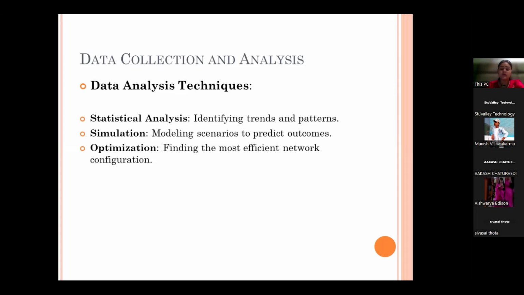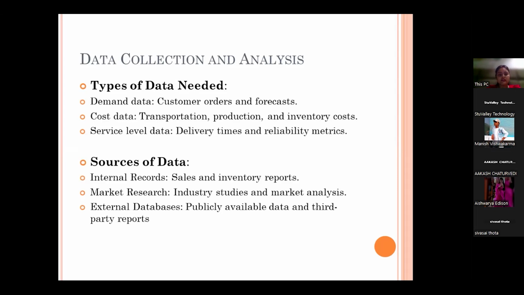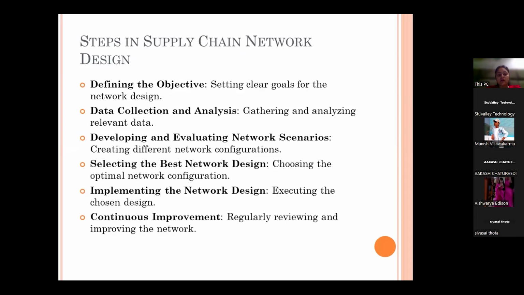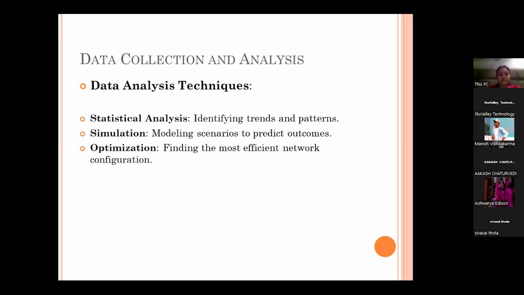Thirdly, we have the optimization data. Now we have the simulation, we have the statistical analysis, and we have also simulated the different predictable outcomes as well. Now, how will we optimize it? So we will find the most efficient network configuration. So this is how we are doing the supply chain network design. These are the steps we are using.